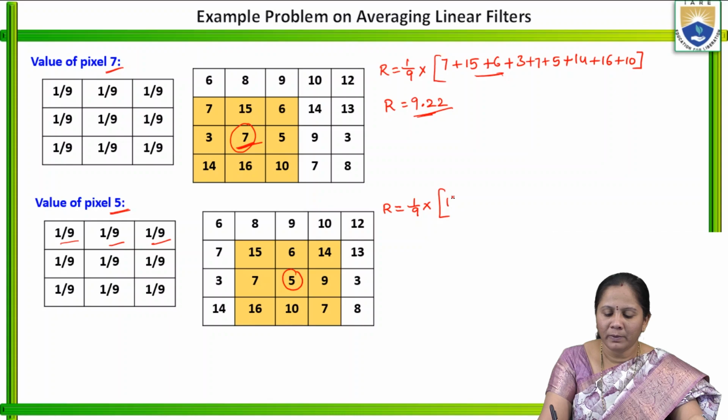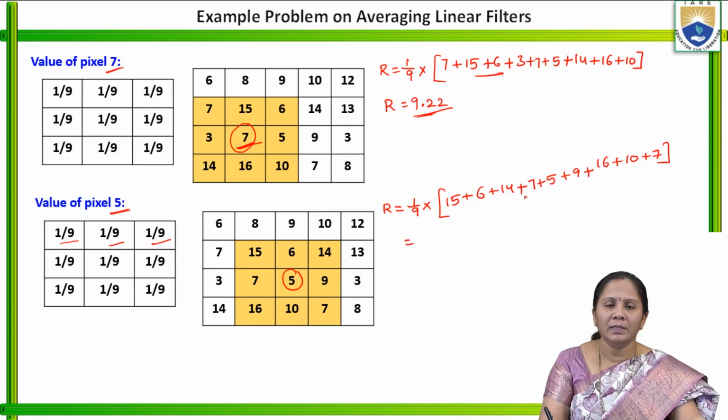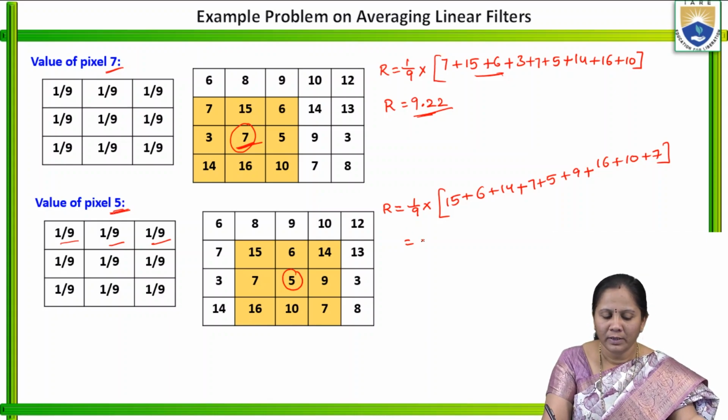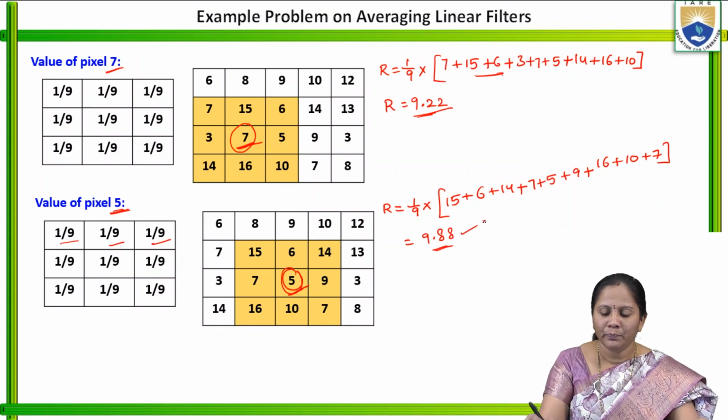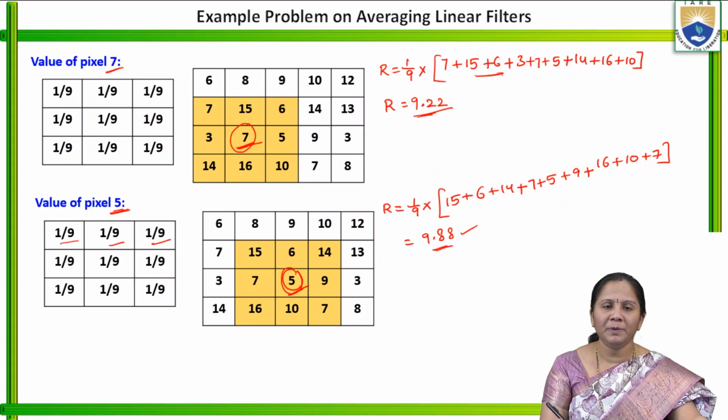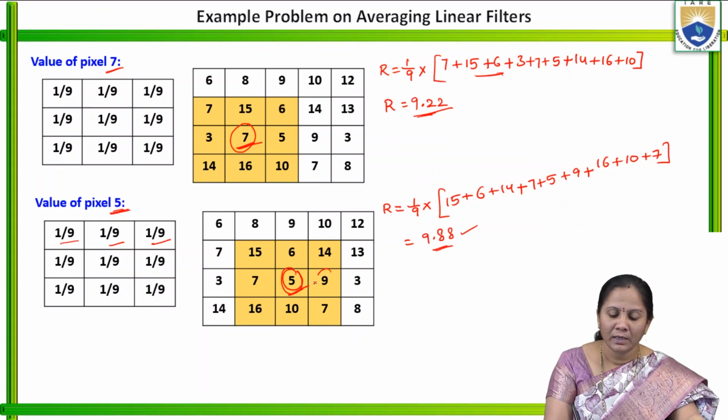So this is 1 by 9 into 15 plus 6 plus 14 plus 7 plus 5 plus 9 plus 16 plus 10 plus 7. If you simplify this, we are going to get the new value for this 5, that is 9.88. That means instead of this 5, we are going to replace it with the new value, 9.88, after applying the average filter.